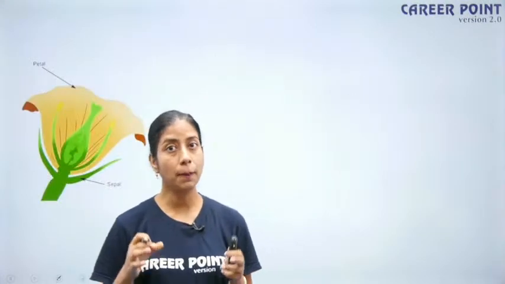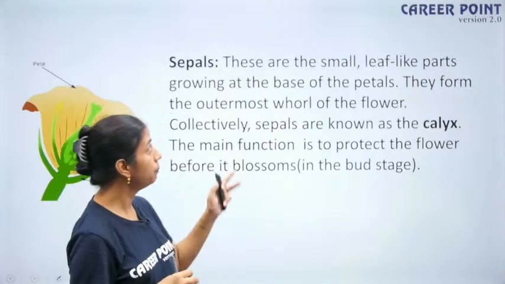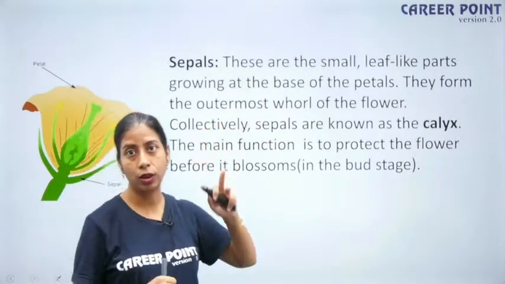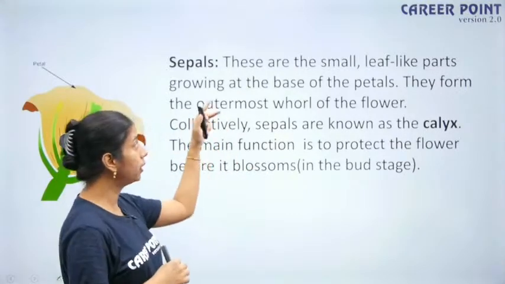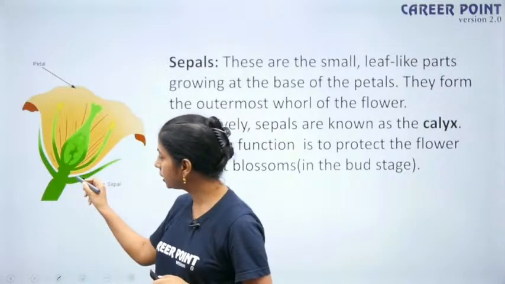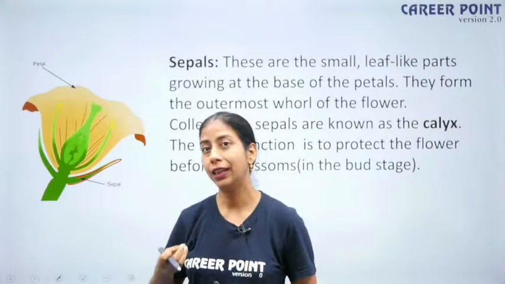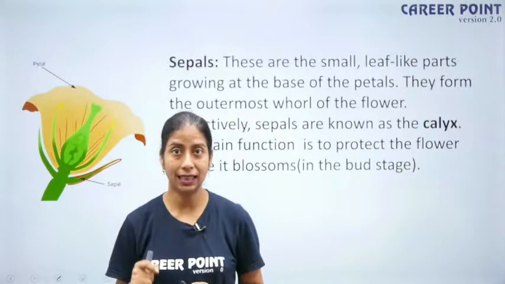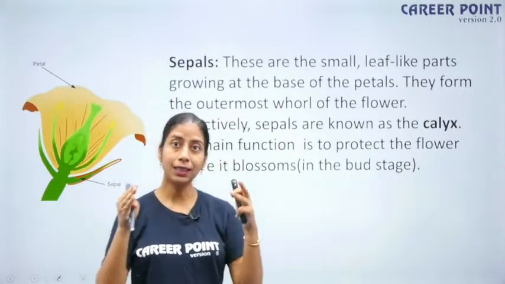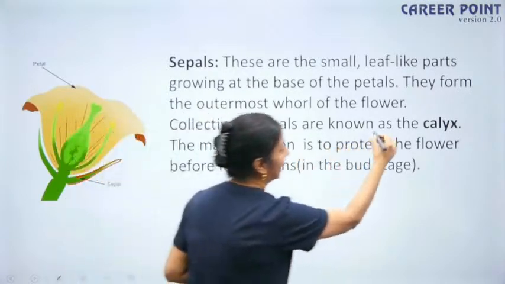Now I am coming to the main four whorls of the flower. Whorls are the parts present in a circular manner in the flower, and the very first whorl is the calyx. What is a calyx? Now what is calyx and what are sepals? You can see this small green leafy part over here, green in color. This is known as sepals, and all the sepals collectively are known as calyx.